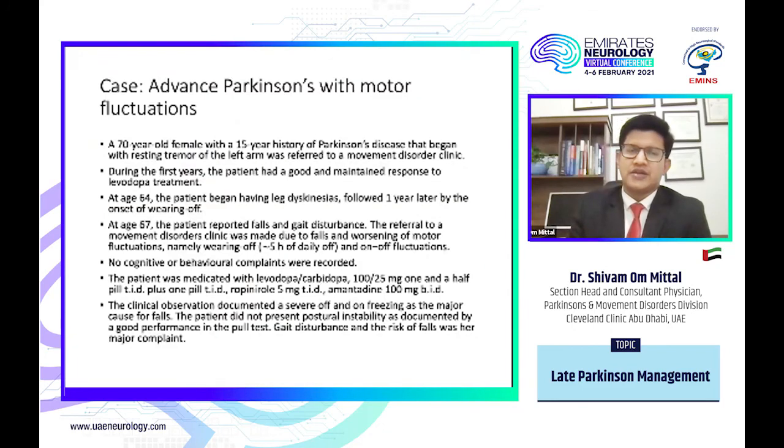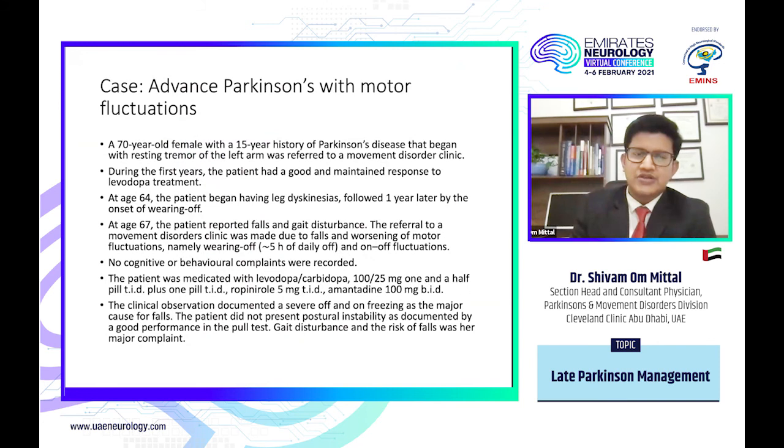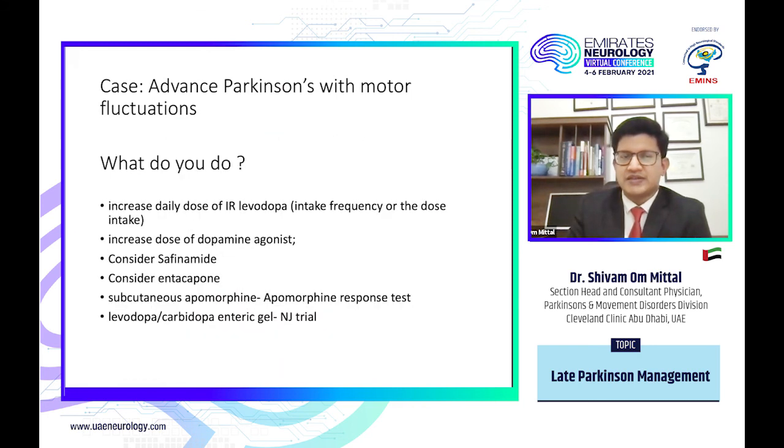Now, we'll discuss another case with advanced Parkinson's and motor fluctuations, a 70-year-old man with a 15-year history of Parkinson's, referred for tremor in his hands. He had a lot of dyskinesias and wearing off, and he had severe off and on freezing as a major cause for falls. The falls were a major concern for this patient.